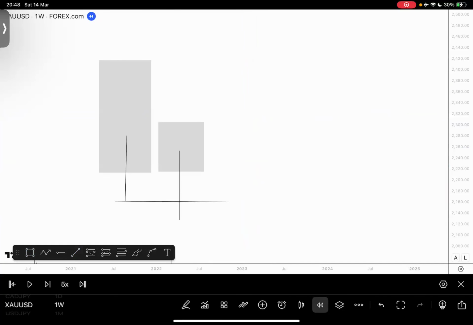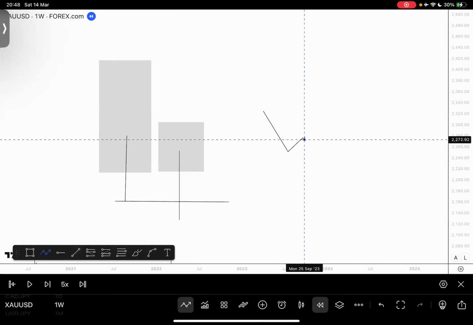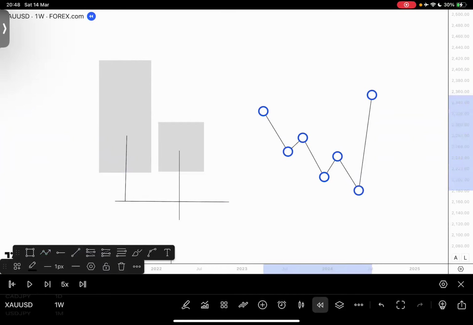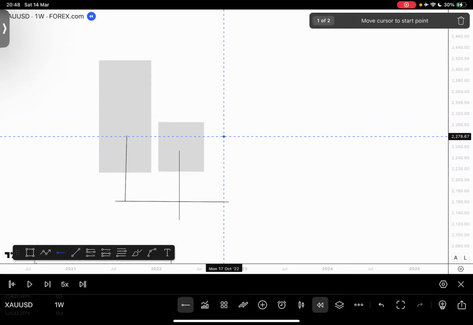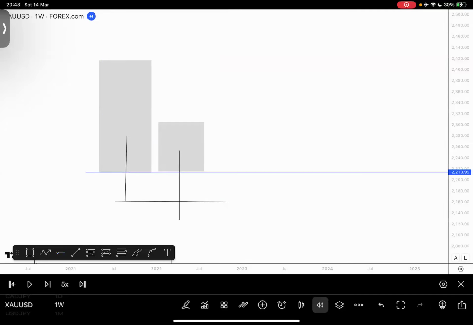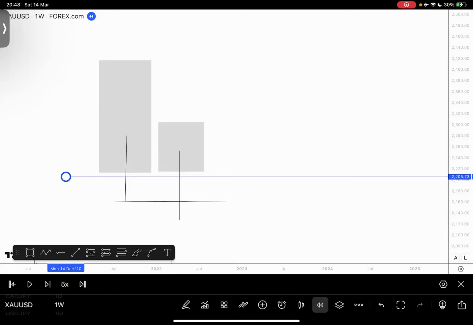On the 4 hours, I do not have this pattern. What do I do? I basically will mark out a higher time frame key level. Example, this V-shaped key level. So this is a key level right here.